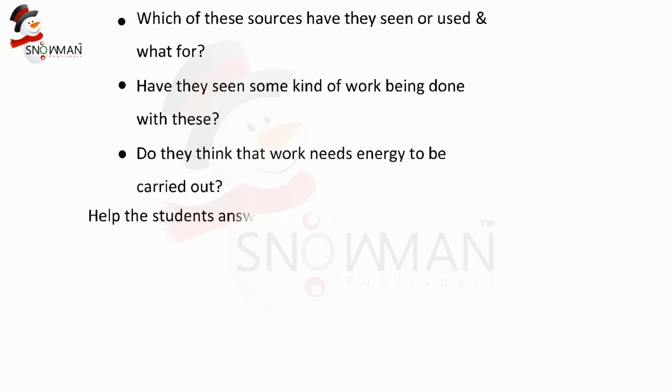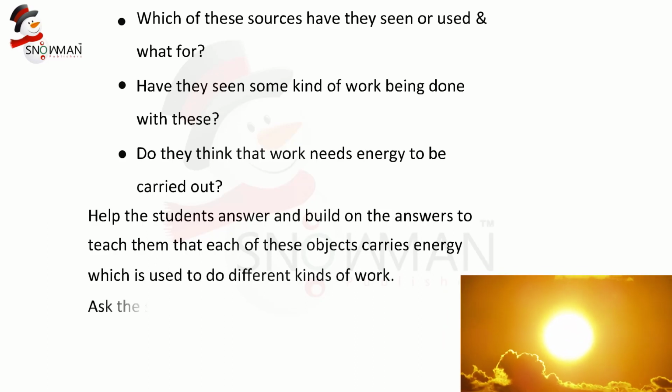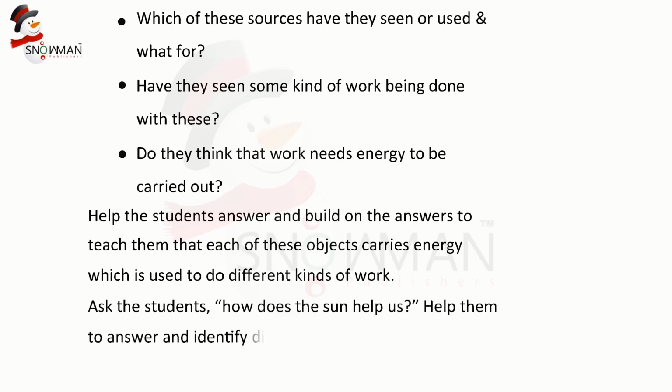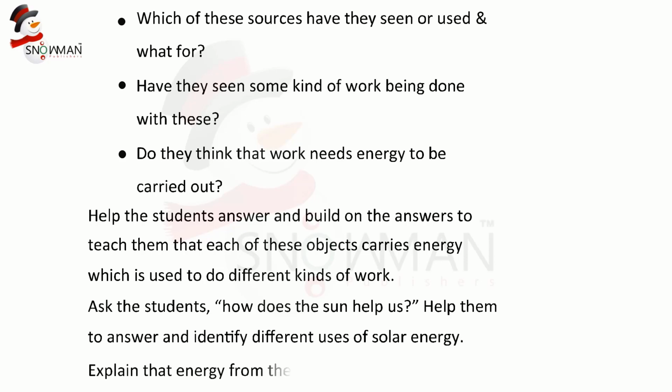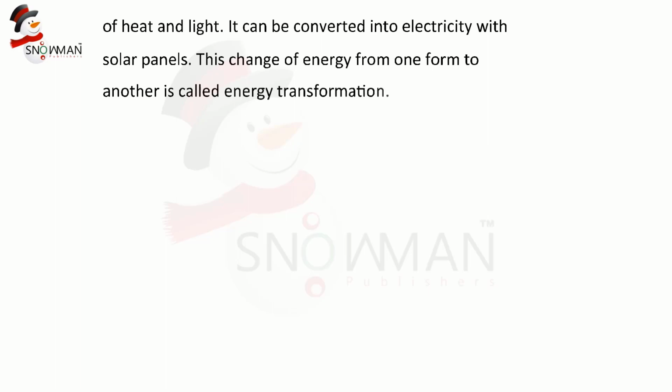Help the students answer and build on the answer to teach them that each of these objects carries energy which is used to do different kinds of work. Ask the students, how does the sun help us? Help them to answer and identify different uses of solar energy. Explain that energy from the sun is available in the form of heat and light. It can be converted into electricity with solar panels. This change of energy from one form to another is called energy transformation.